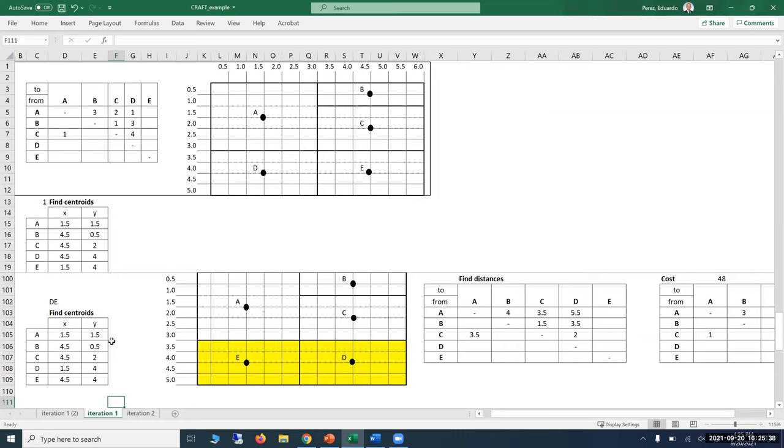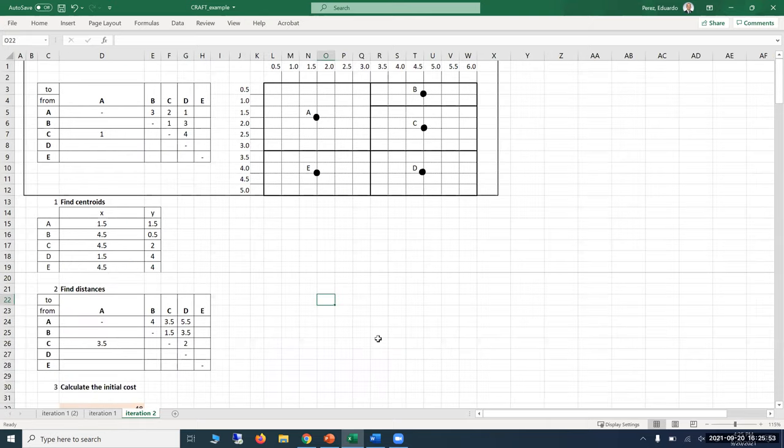So I got the new centroids. This is the end of the first iteration. The question is, are you done? Well, the answer is no, because now with the new layout, you have to go to the second iteration, which is on the next tab.